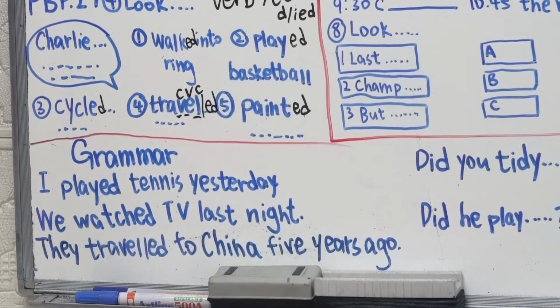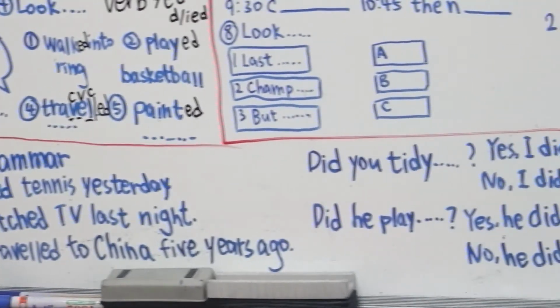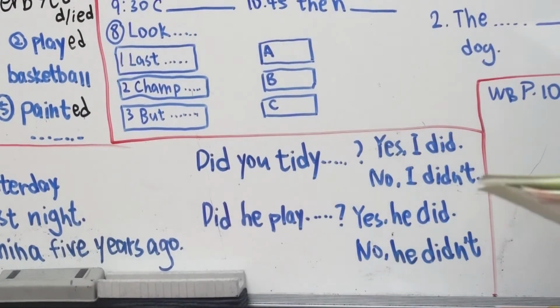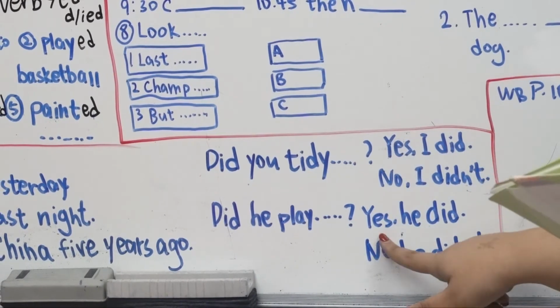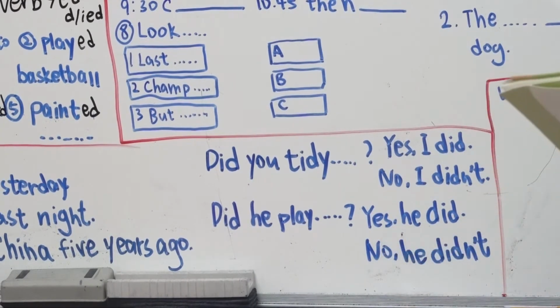Alright, I think you have learned that last lesson, yes? So I'm not going to talk about that much. So short answer, yes I did, no I didn't. Simple as that. And then the next one is, did he play in the garden? For yes, short answer, yes he did. For no, you just say no he didn't. Simple as that. So this is what I wanted to explain to you.